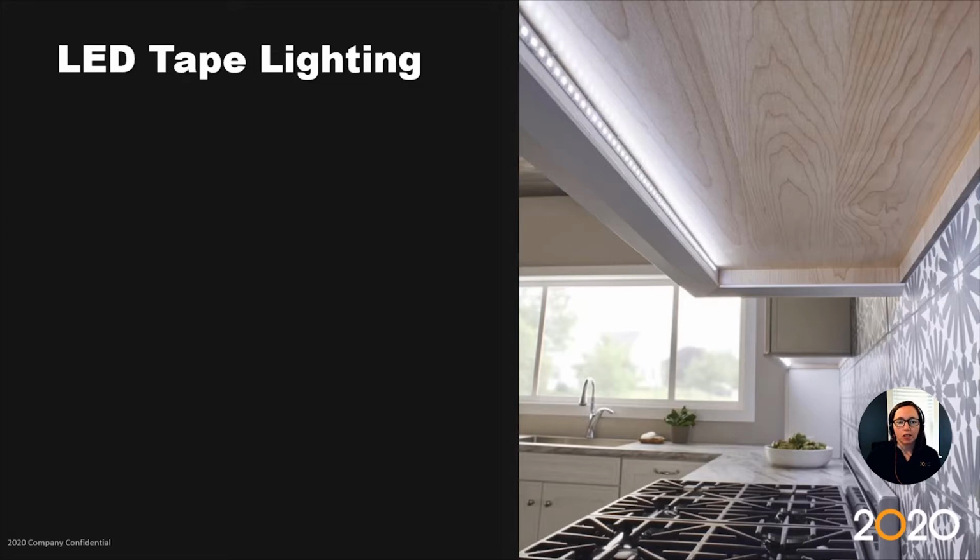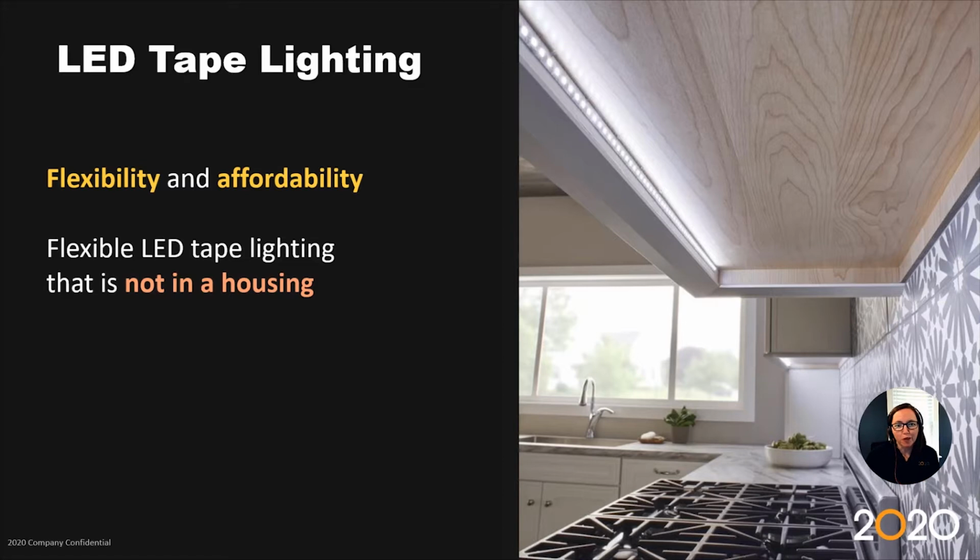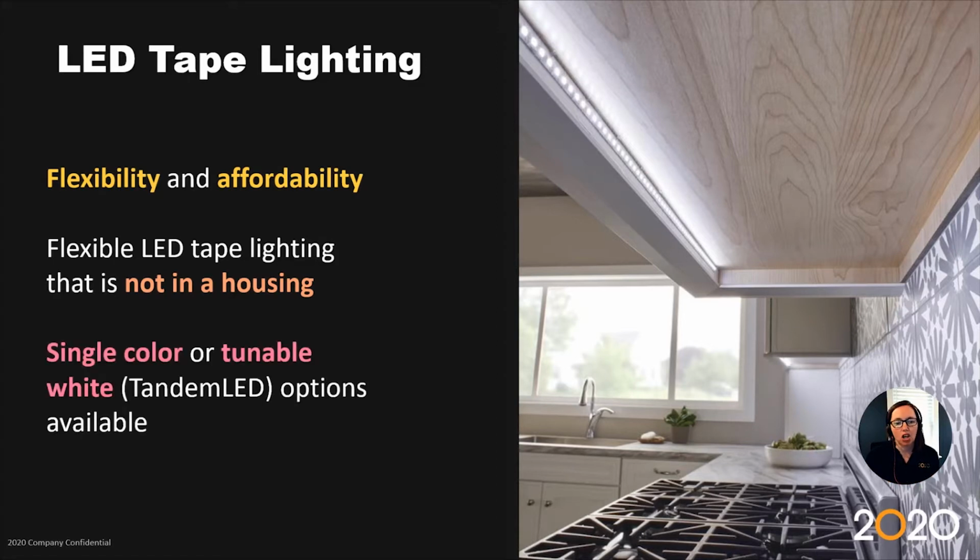One of the first types of lighting that they talked about was the LED tape lighting. And a couple of the highlights for this is it's very easy, flexible, and affordable. It's great because it is that flexible tape lighting. It doesn't have a separate housing. It's really, really easy to install. And it comes in either a single color or tunable, depending on your application.